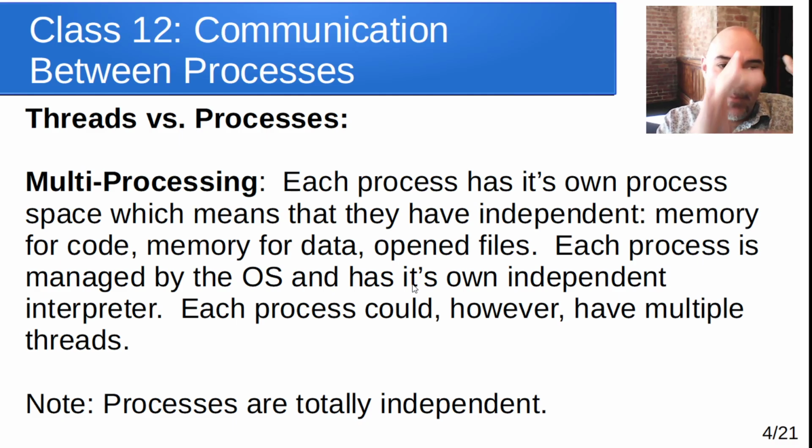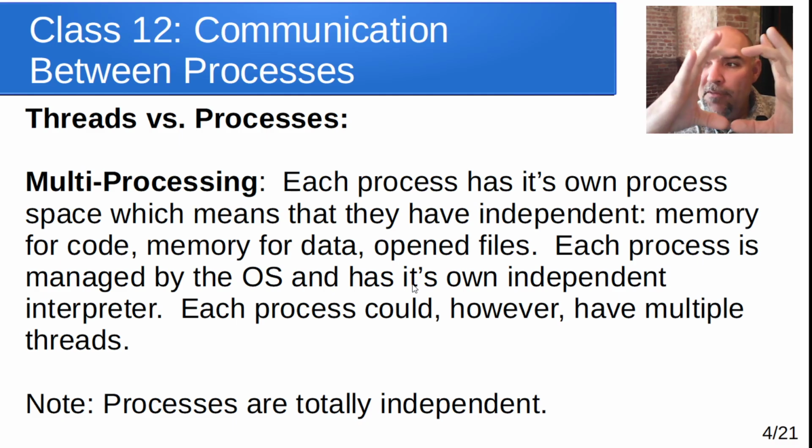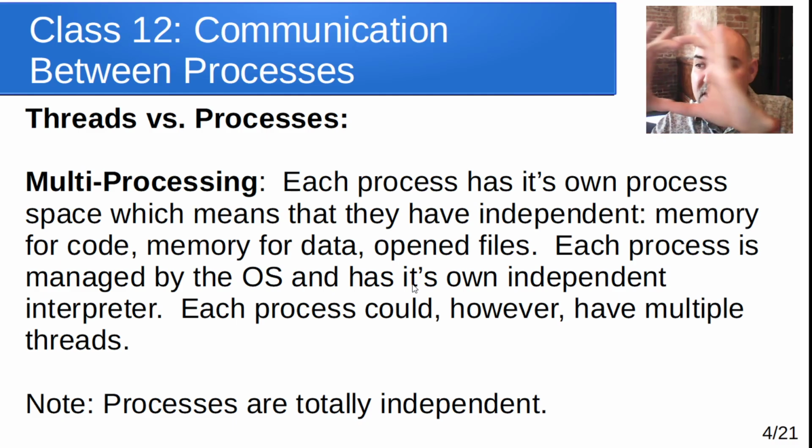Now, with multi-processing as opposed to threads, each process has its own completely separate process space, which means that everything is independent. Memory is independent for code. Memory is independent for the data. Memory is independent for what files or devices have been opened by that process. And each process is managed by the operating system and has its own independent Python interpreter. So rather than having one Python interpreter with multiple threads inside of it, we have a Python interpreter in one process, another one in another process, another one in another process, and so forth. And then each of those processes could have multiple threads within it.